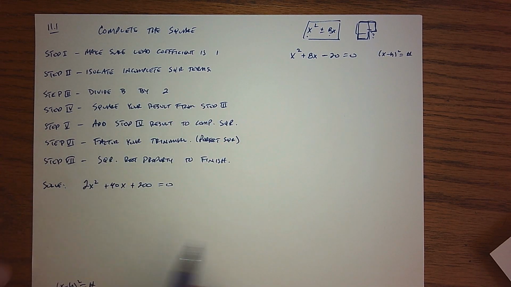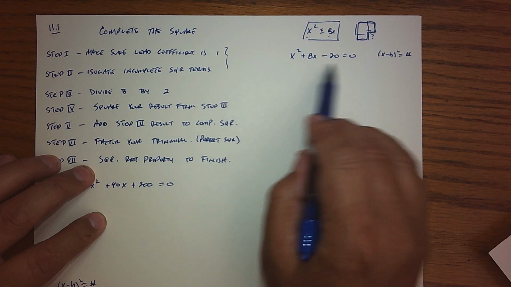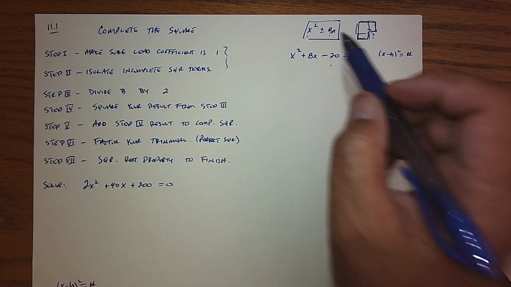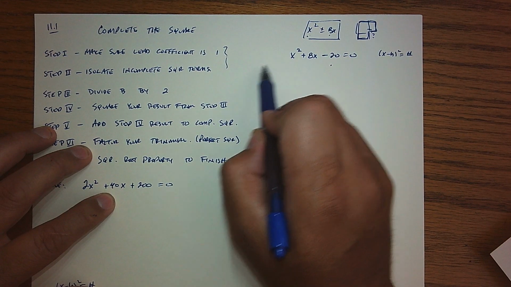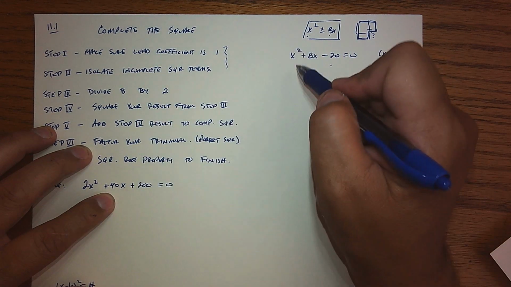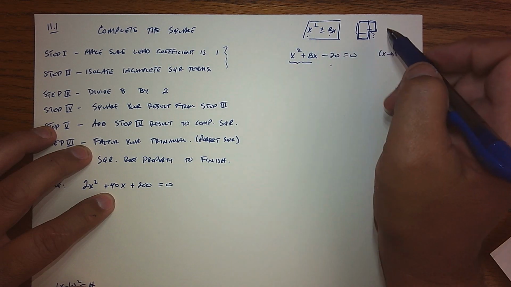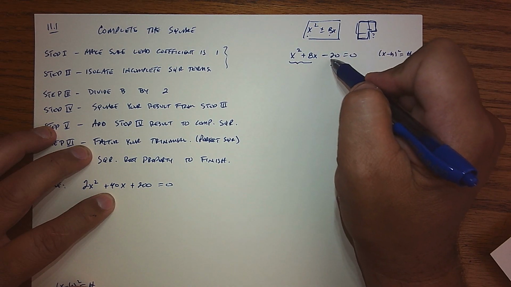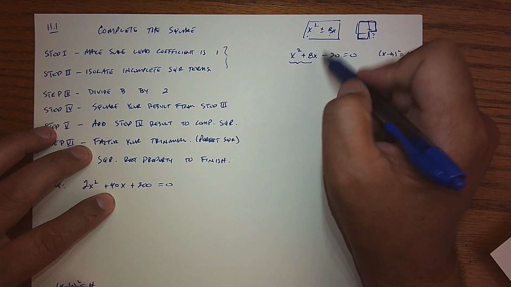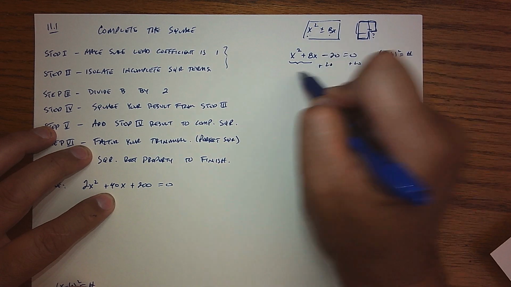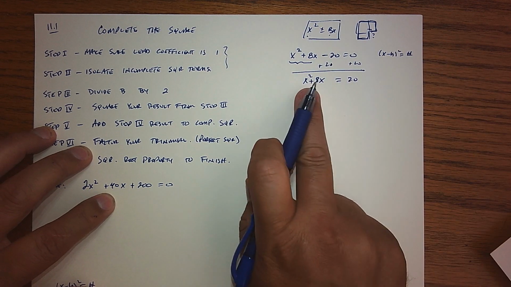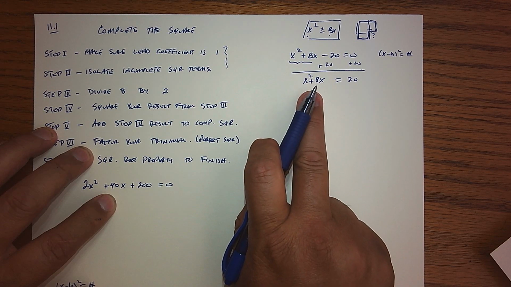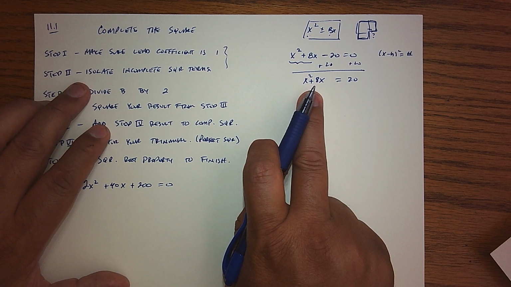Let's pause here for a moment and see these two steps in action for this example over here. So step one's already done. The lead coefficient actually is 1, so we're good to go. Step 2, we need to isolate the incomplete square terms. There they are, the x squared plus 8x. This piece right here we need to get rid of, and by getting rid of it, I mean let's just move it to the other side. You'll notice that my incomplete square, the x squared plus 8x part, is now isolated by itself. That's what I mean by isolate the incomplete square terms.